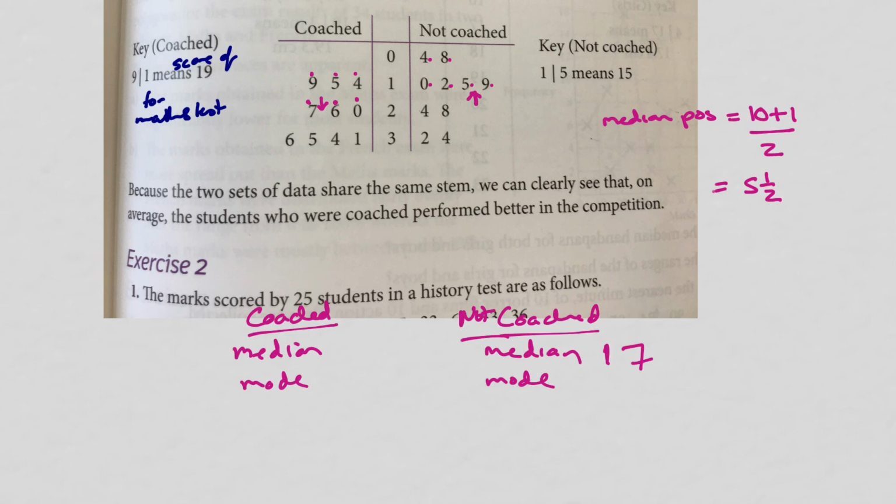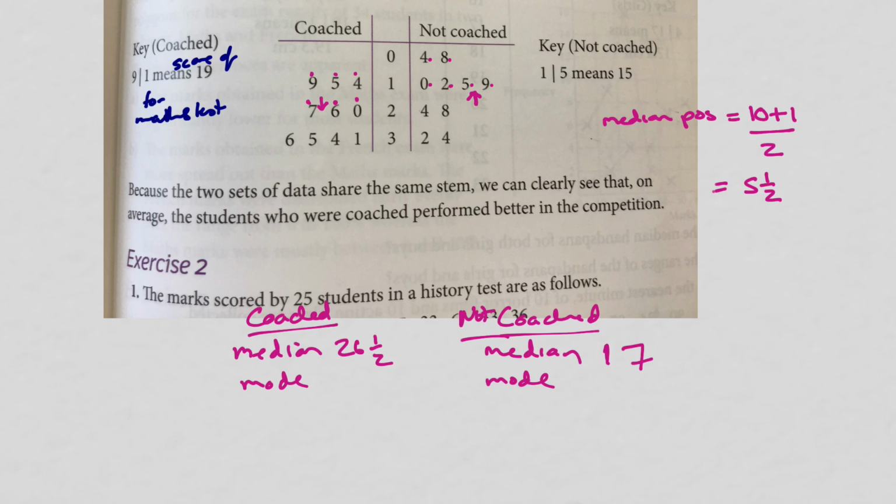Why is it 10 plus 1 divided by 2, the median? It's always the size of the sample. If there's 6 of you, and I want to know where the middle is, 6 plus 1 is 7, divided by 2 is 3.5, and it will be exactly between the third and the fourth person. Try it for any number, it works for everything.